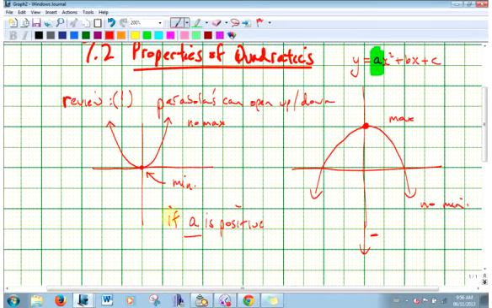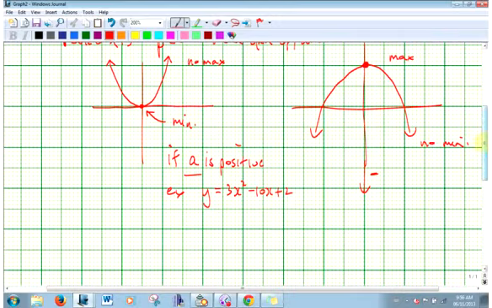Okay? So for an example, y is 3x squared minus 10x plus 2. I don't care about the minus 10x plus 2. The only part I care about if it opens up or down is A. A is 3 here. That thing's going to open up. Okay? So you don't even have to put it in your graphing calculator. You know. If A is negative, then it opens down. Okay?